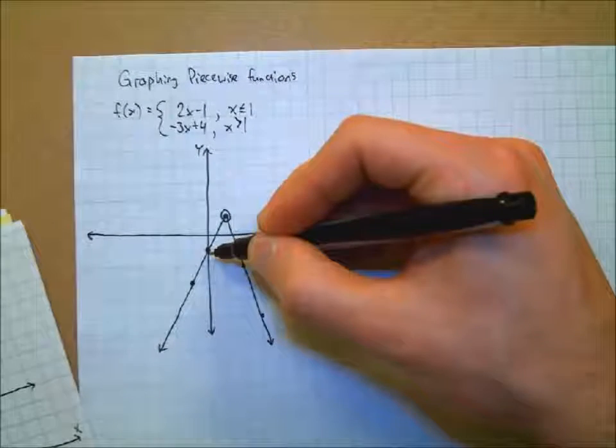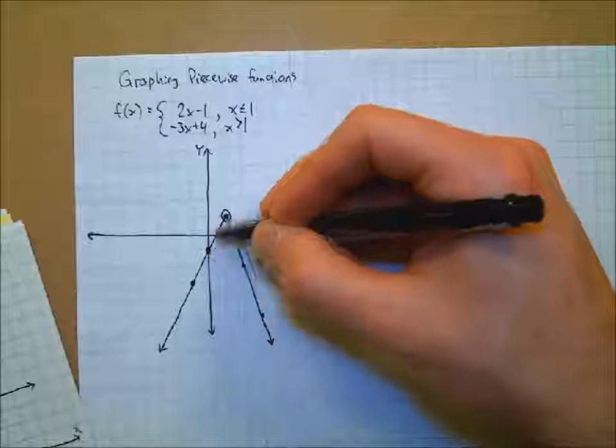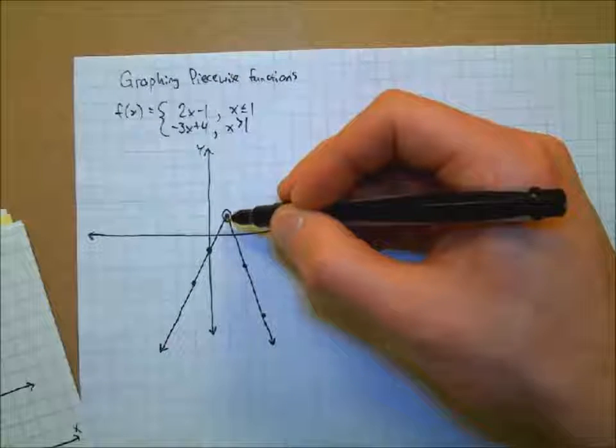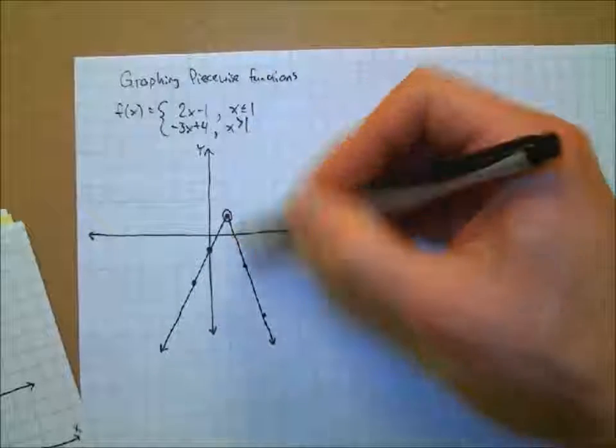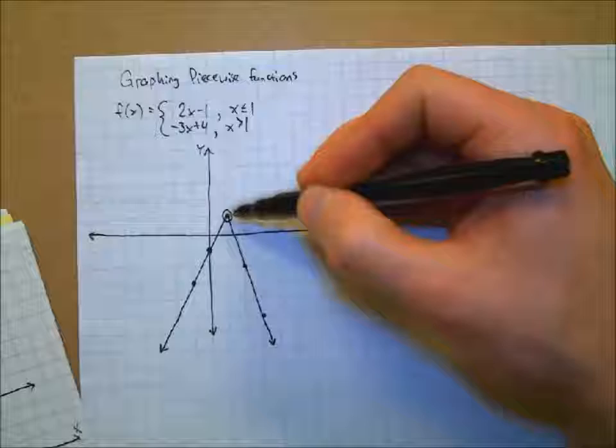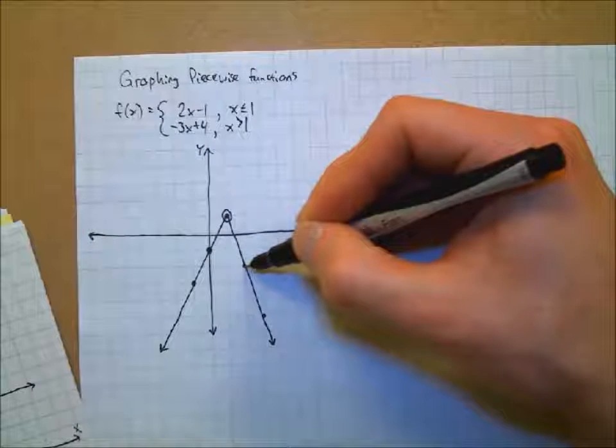And look at the slope. It's up 2, right 1, up 2, right 1. Or in reverse, down 2, left 1, down 2, left 1, down 2, left 1, right? Same thing here. To the right of 1, once you get that first point, you can just use the slope of negative 3: down 3, right 1, down 3, right 1, okay?